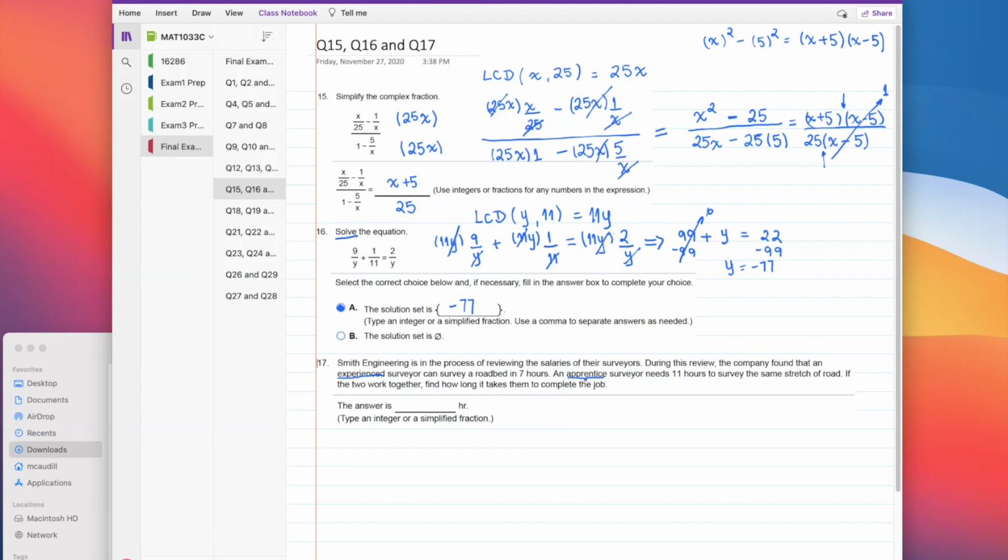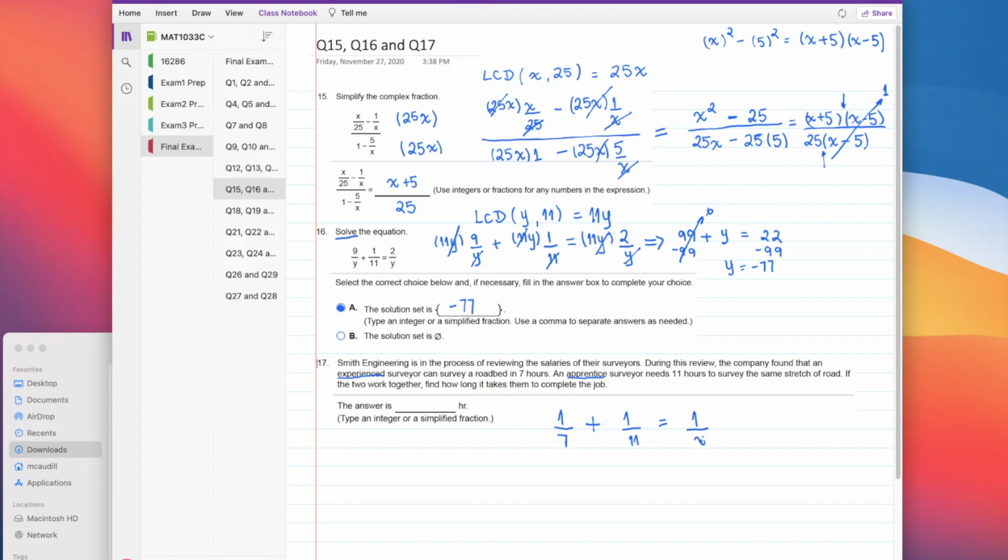Okay, pay attention to that. So we have to have a ratio for the experienced surveyor. He surveyed one road bed in 7 hours. So it's a ratio. One road bed, 7 hours. The apprentice, he surveyed the same road bed, the same stretch of road, in 11 hours. One in 11 hours. If they work together, the ratio of the experienced plus the ratio of the apprentice, how long will it take?